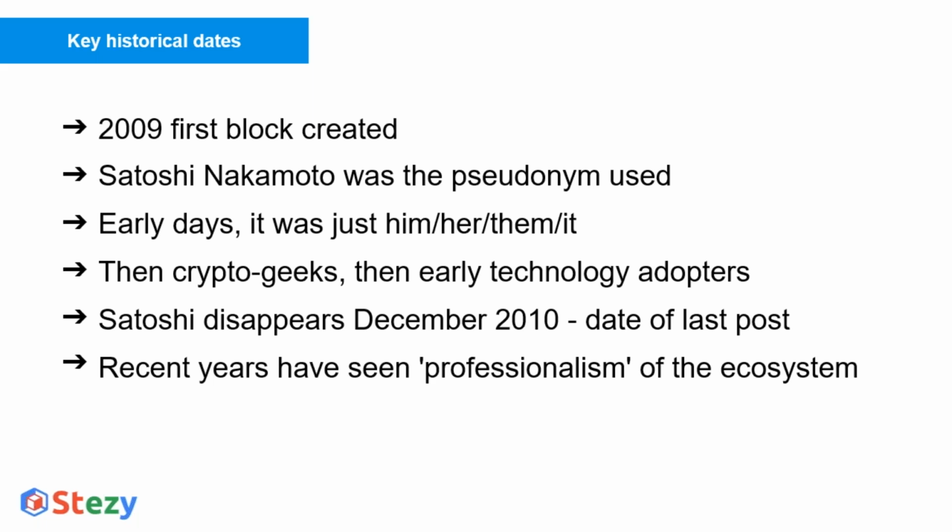And this guy is Satoshi Nakamoto. We don't know who that is, but he developed the blockchain, and to date nobody knows who that is. It's only a pseudonym which has been given. So in the early days, it was just him, her, or it. Then there were early adopters who were interested in bitcoins at that point of time, and wanted to understand the technology behind it.